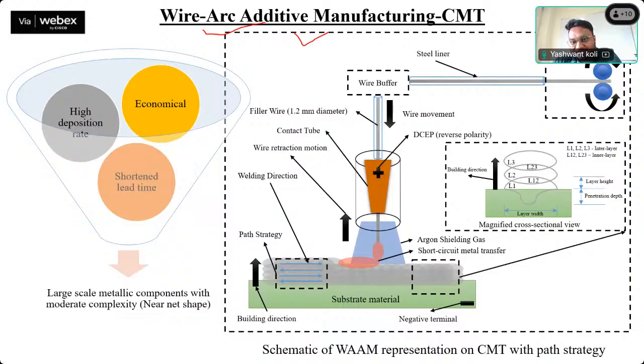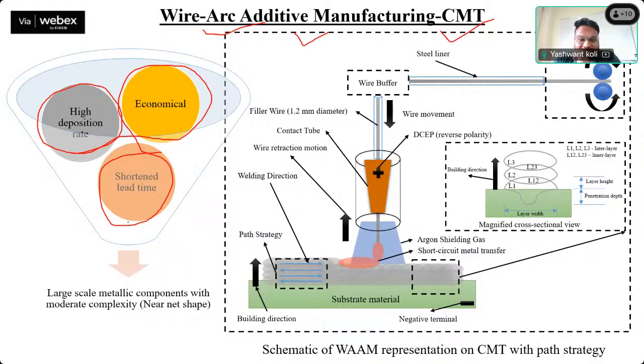The delamination problem is not there in CMT, and many other problems can be mitigated using this typical power source only. So using WAM, using CMT, we can fabricate a WAM component better as compared to other processes like GMAW and GTAW. WAM, we already know, has main characteristics of high deposition rate, very economical, and shortened lead time. We can fabricate large metallic components of moderate complexity.